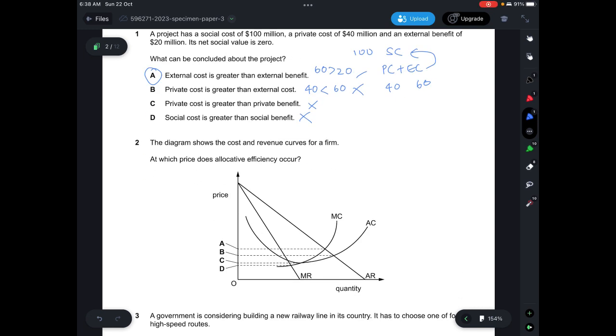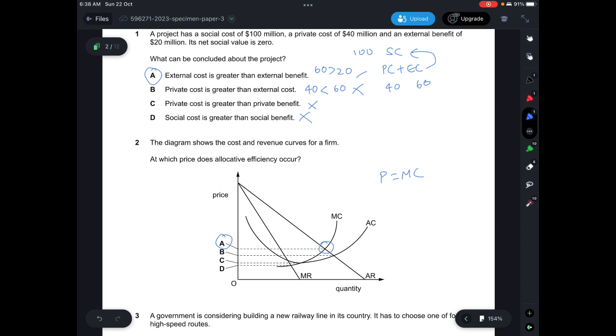For question 2, the diagram shows the cost and revenue curves for a firm, and at which point does allocative efficiency occur? Allocative efficiency occurs when P equals MC. If you look at this diagram, the point where P equals MC would be this point, which is at price A. Therefore, the answer here will be A.